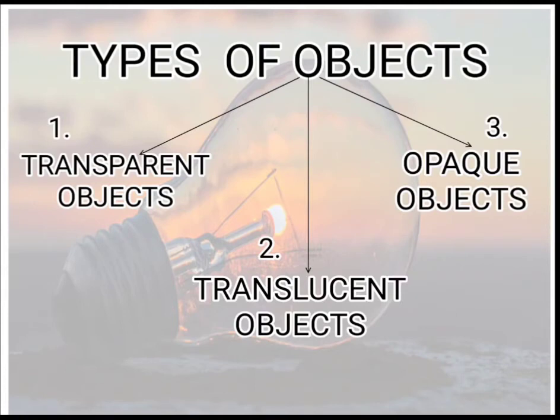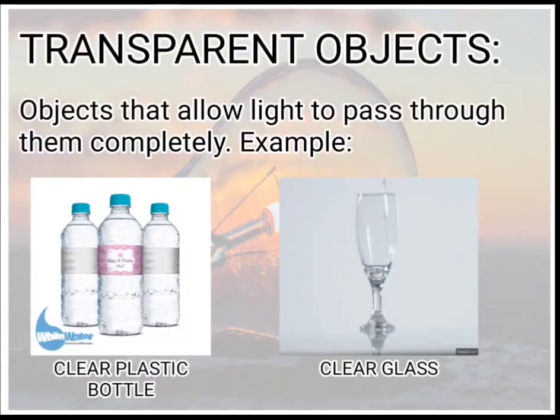We have three types of objects. These are transparent objects, translucent objects, and opaque objects. What are transparent objects? Transparent objects are the objects that allow light to pass through them completely. Example, clear plastic bottles, clear glass.